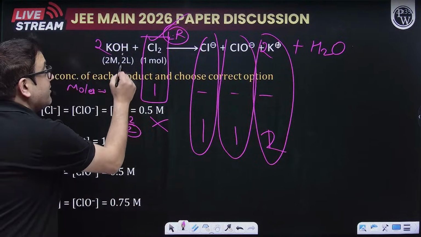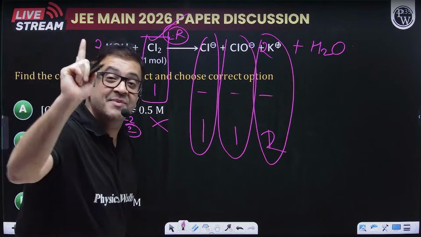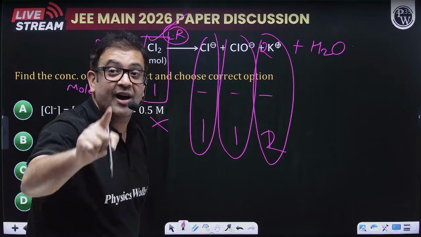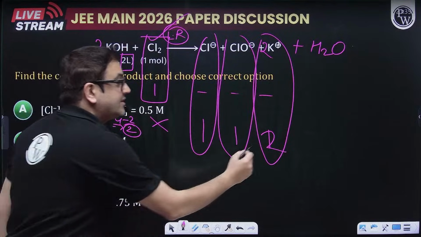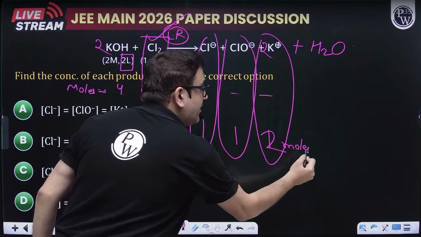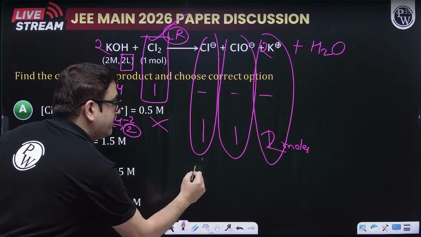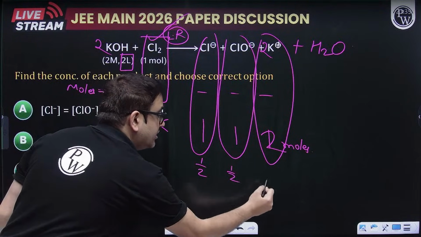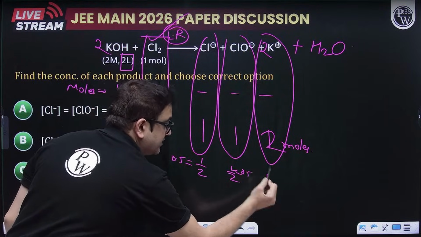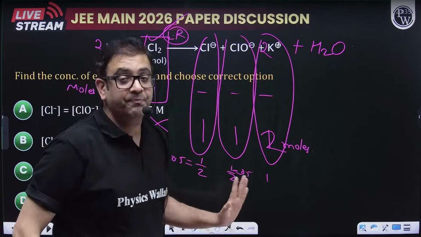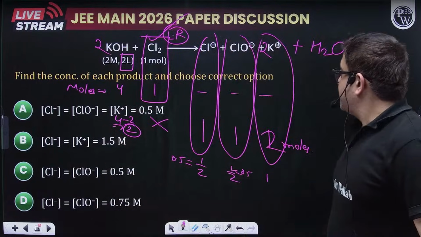But what can you say about volume of solution? Now, somebody will miss this volume. I'm definitely telling you. I hope you are not the person. So because volume is 2, these are moles. So what can you say about their concentration? This is 1 by 2. This is also 1 by 2. This is 1. That means these are 0.5. This is also 0.5. This is 1 molar. 1 mole per liter. Now, let us check the options.